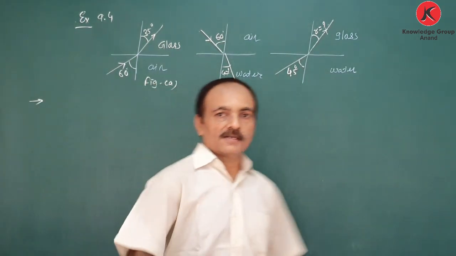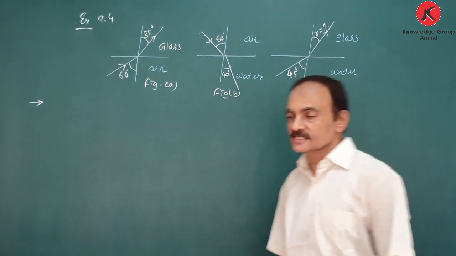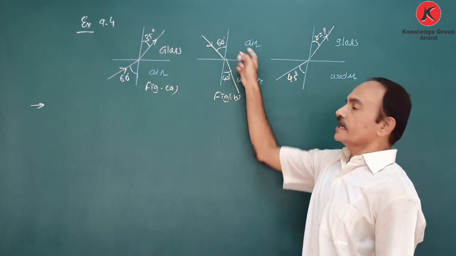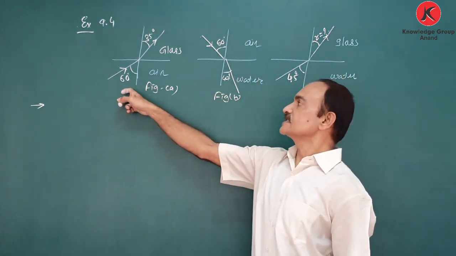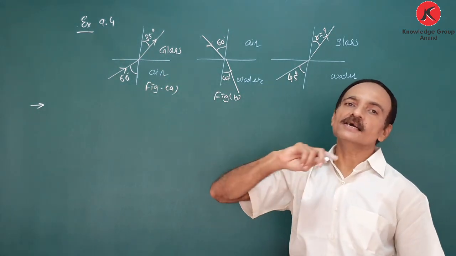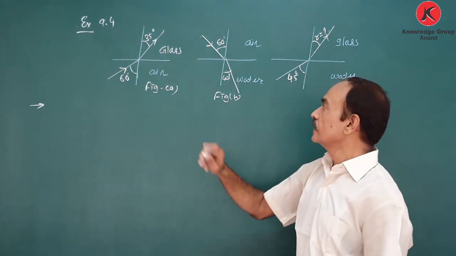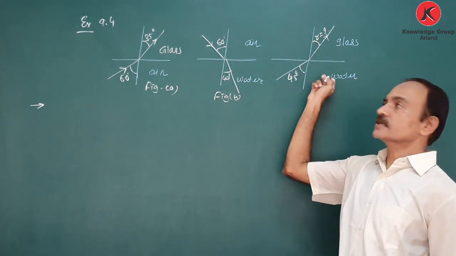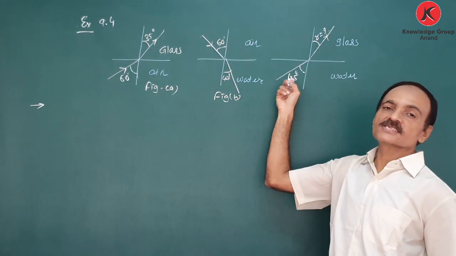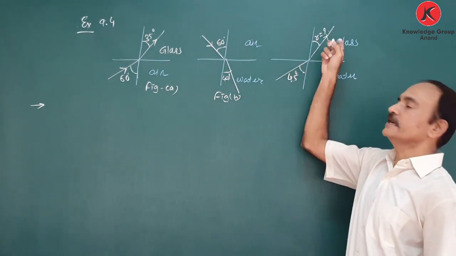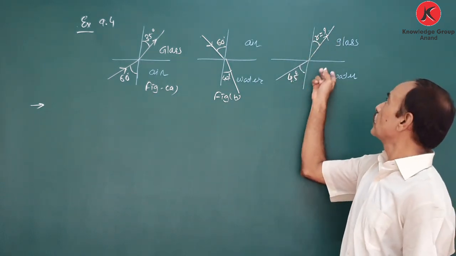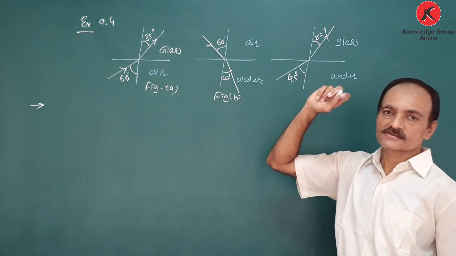Now the example 9.4 of the exercise. Here, for a glass interface and a water interface, the light is incident at 60 degrees and the respective angles of reflection are given. Now for the water-glass interface, if the angle of incidence is 45 degrees, find the angle of reflection for the water and glass interface.